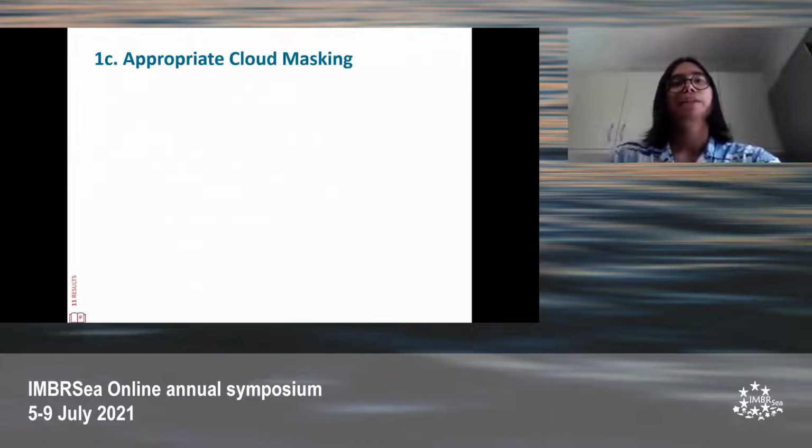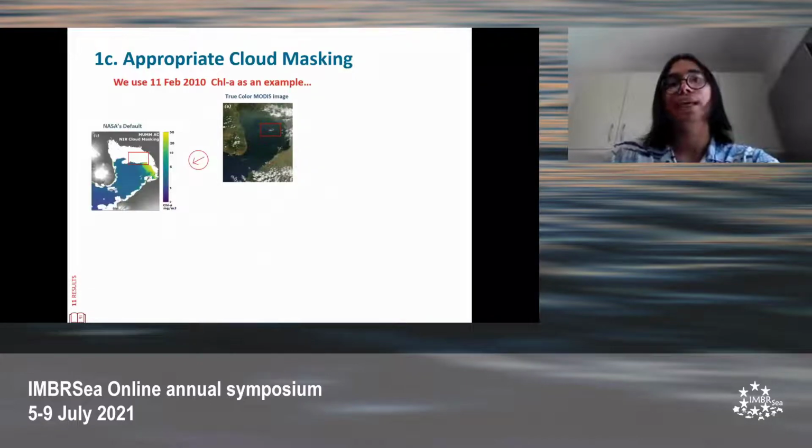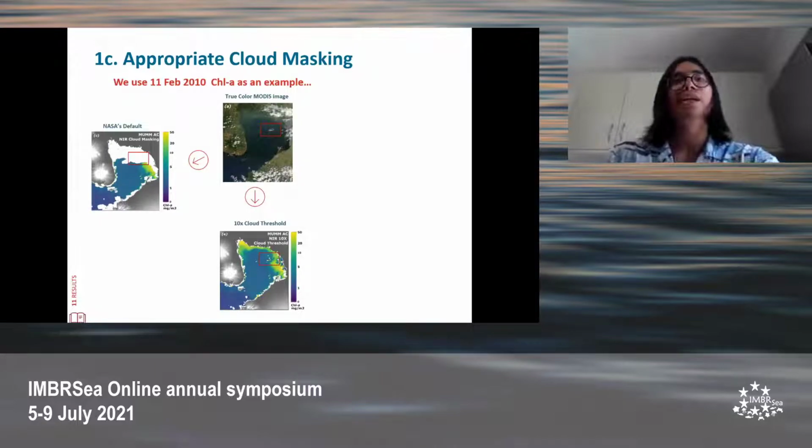For the cloud masking parameters, here we have 3 different schemes. Using the same example date, we have a true color MODIS image here for February 11, 2010. For example, the red box that I highlighted is a sample cloud that we wanted to mask. In the first processing, the setting failed to mask the clouds. However, when we increased the cloud threshold to 10 times, we were able to obtain the water chlorophyll A, and the clouds were also masked successfully.